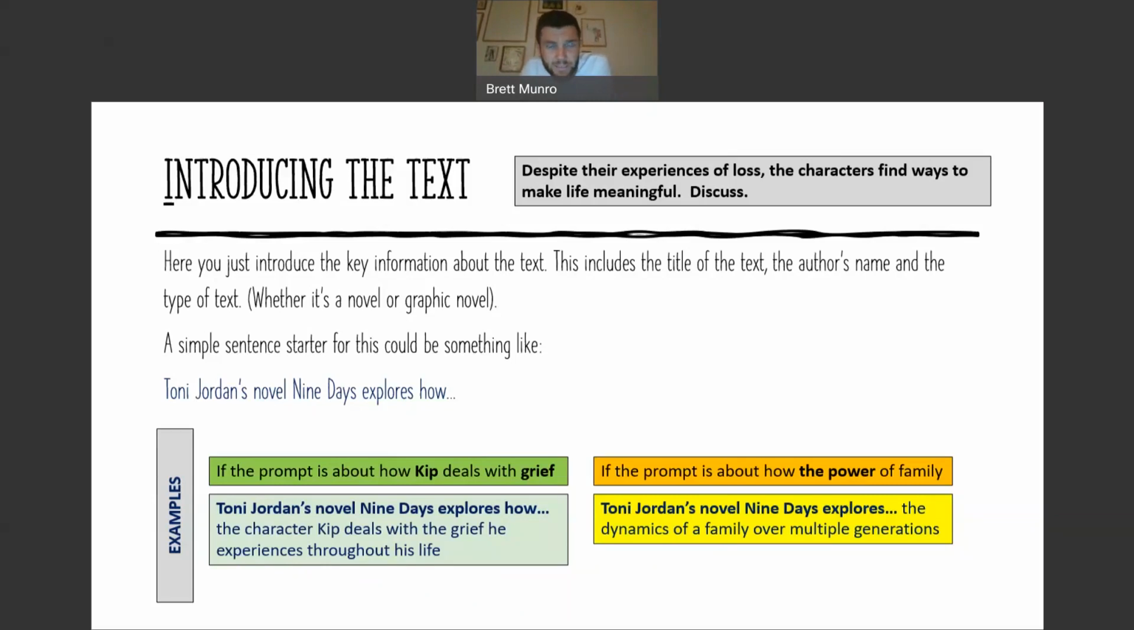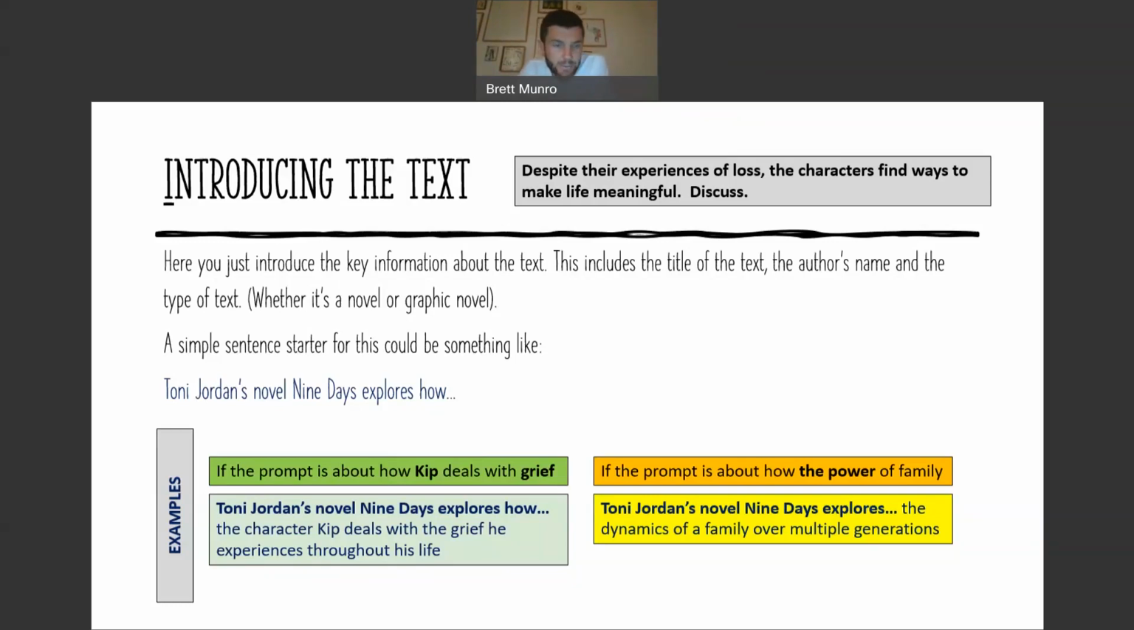A simple sentence starter for this could be something like, Tony Jordan's novel 9 Days explores how. Now, you'll notice here that we have the author's name, Tony Jordan. We have the text type, novel, and we have the actual title of the text, 9 Days. This would, of course, change for the various texts that we're going to do. Now, there's many, many ways that you can do this, and this is just a suggestion. It's just a sentence starter if you're a little bit stuck.